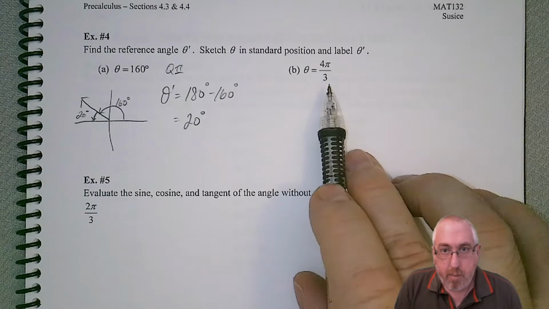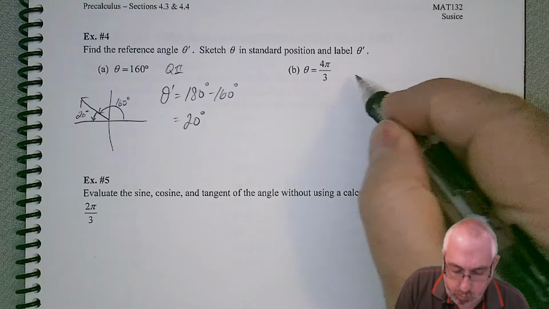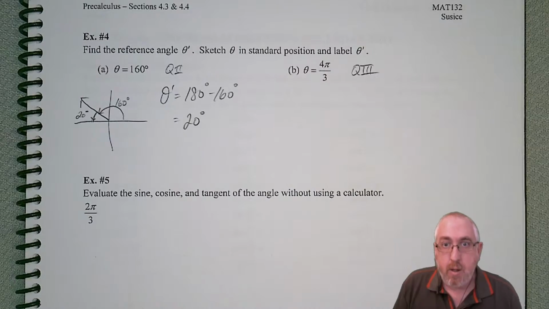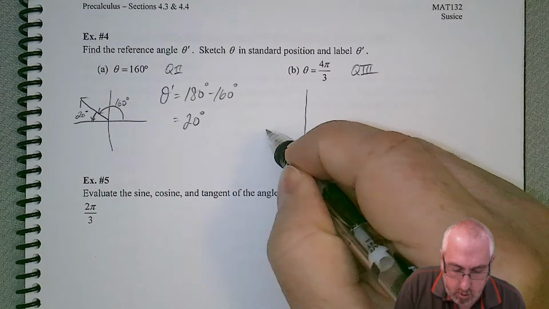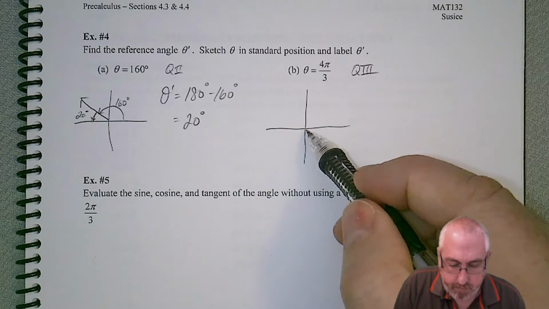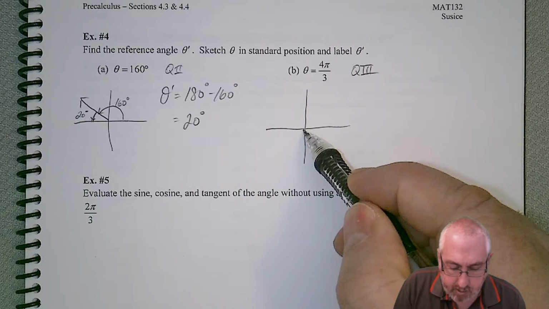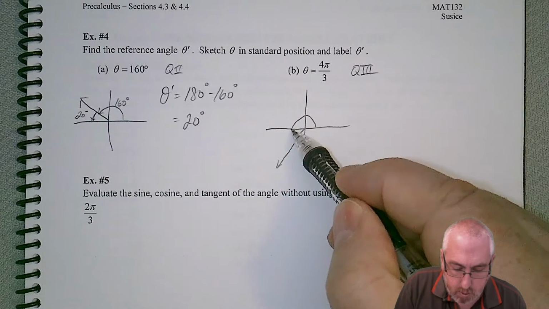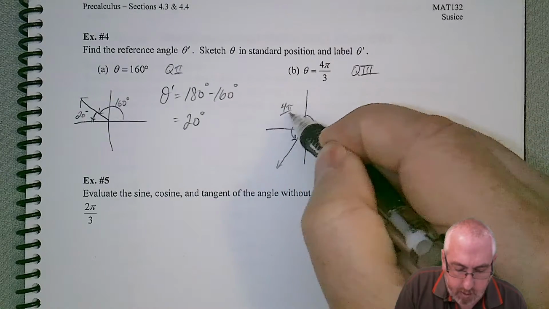And if we do a little bit of checking, we can verify this doesn't go into the fourth quadrant. This would be a quadrant 3 scenario. All right, so now if we want to draw our sketch, we need to draw into the third quadrant. So I'm thinking it's going to look something like that. So there's our 4 pi over 3.